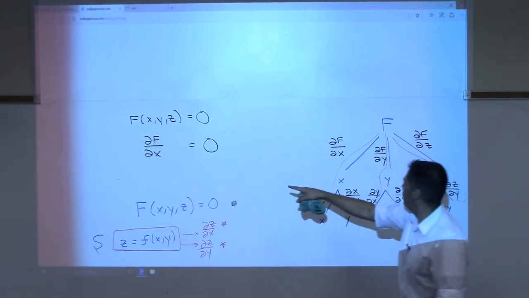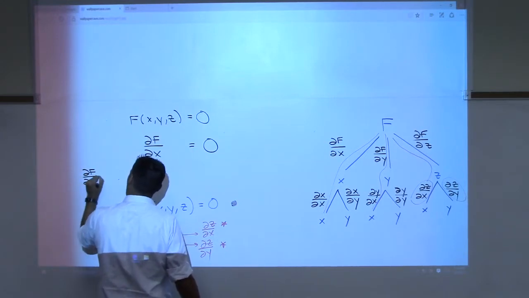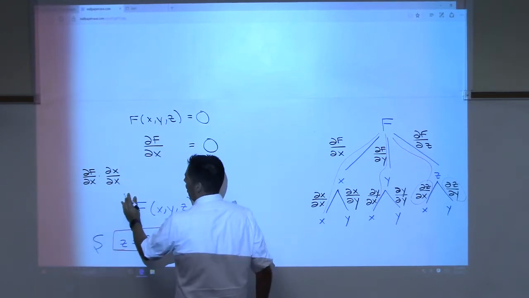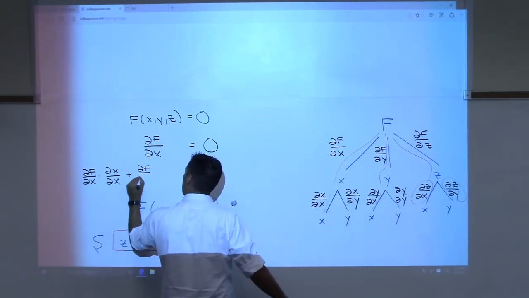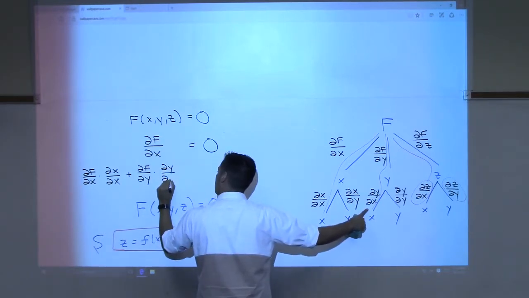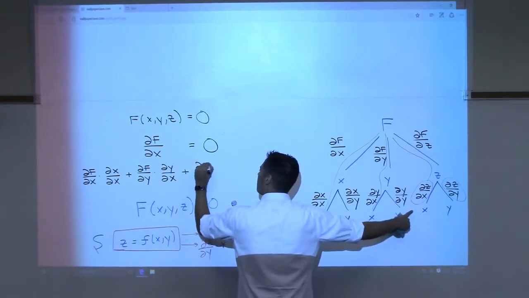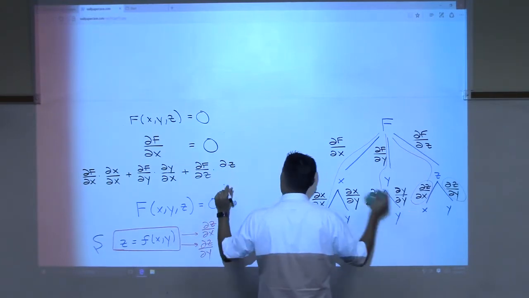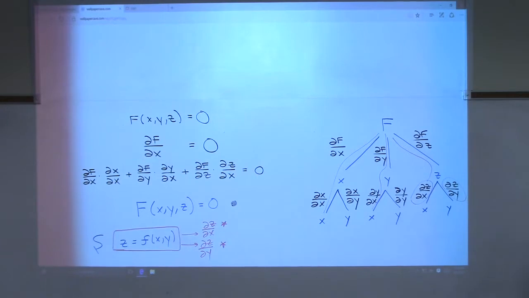So the left side of this equation becomes partial of capital F with respect to X times partial of X with respect to X? What do you think that is? One. Plus partial of F with respect to Y times partial Y with respect to X, plus partial F with respect to Z times partial Z with respect to X. That must be 0. You all buy that?